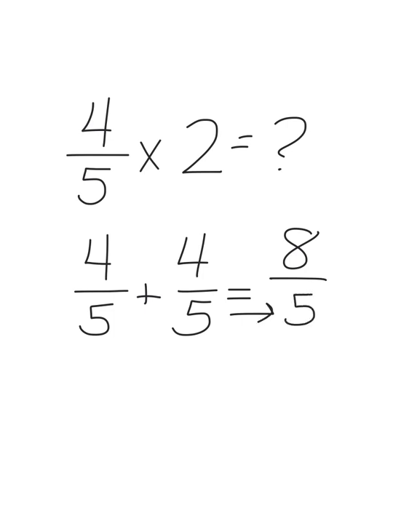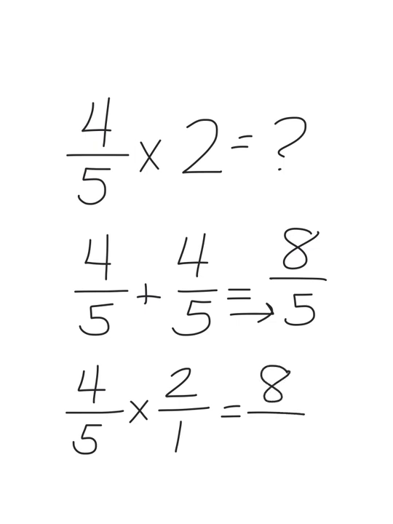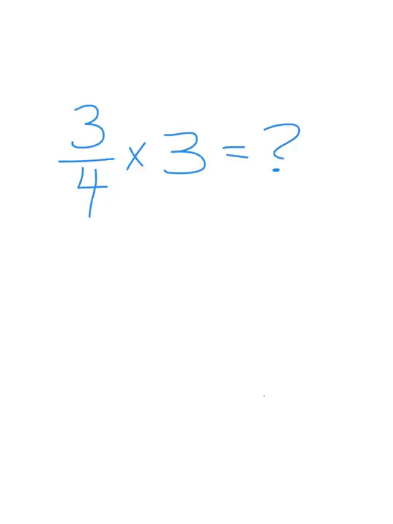The other thing that you can do is you can take the 4/5 and we can multiply it by 2 whole. So that would be 2 over 1, okay? So 4 times 2 is 8, and 5 times 1 is 5. So we get the same answer, but this multiplying of fractions might be a little bit faster when you have bigger numbers. Let's try another one.